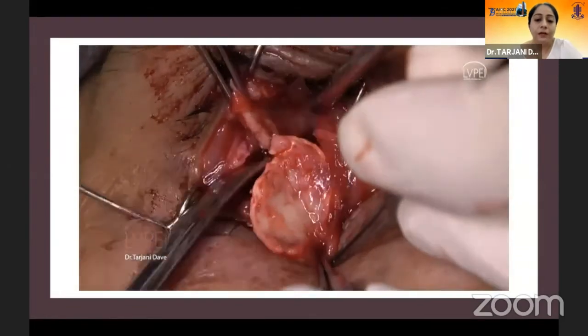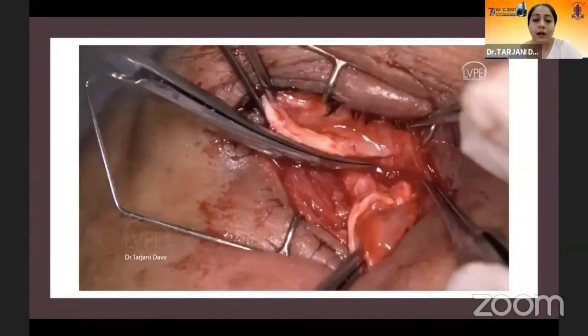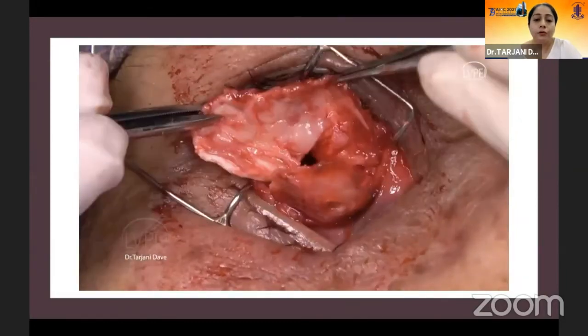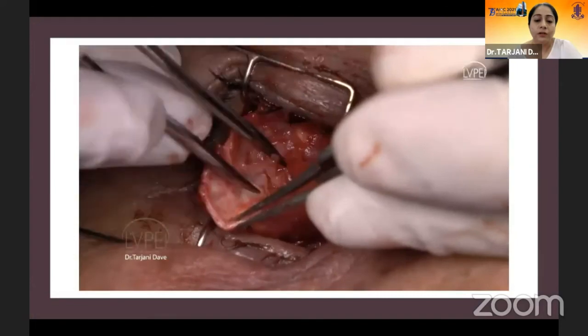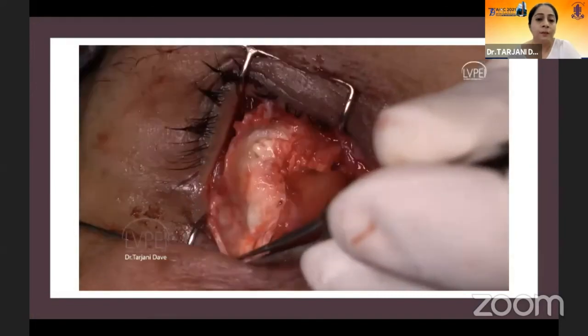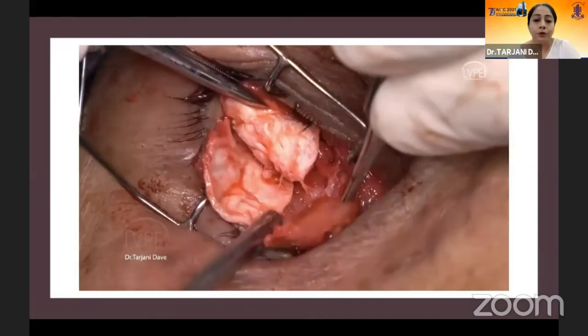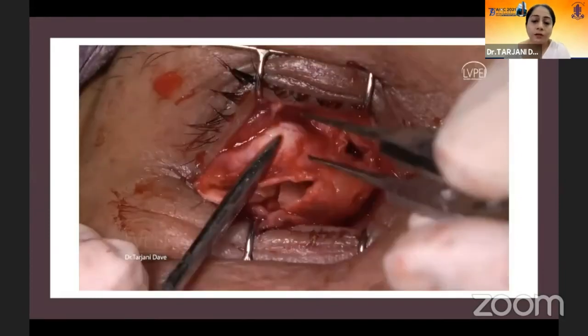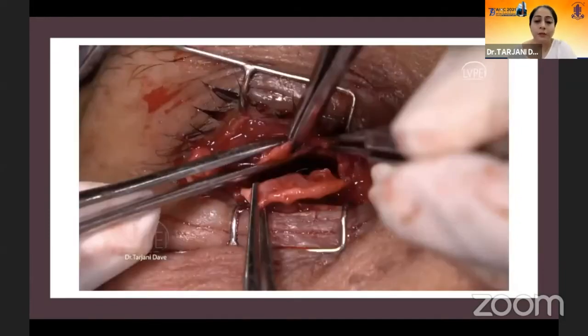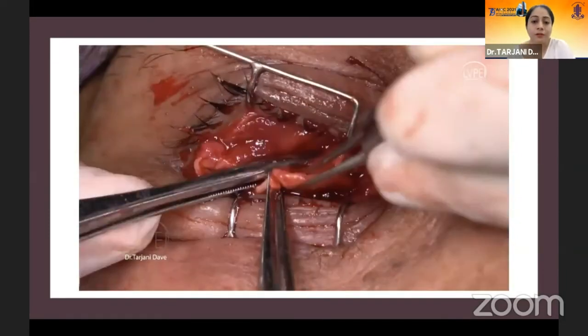And if you see the inner surface of the sclera, it is covered with a lot of fibrous tissue, which requires to be peeled out. It is this fibrous tissue that keeps contracting and pushing the implant into exposure. So a very bloody surgery, messy surgery, time-consuming surgery.